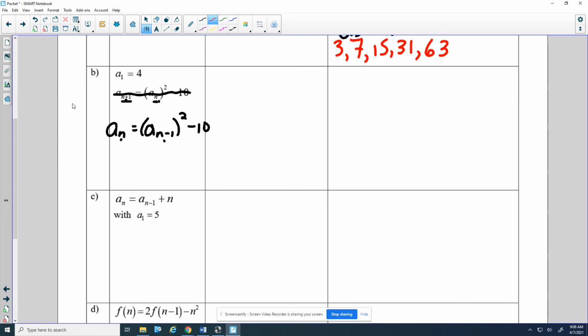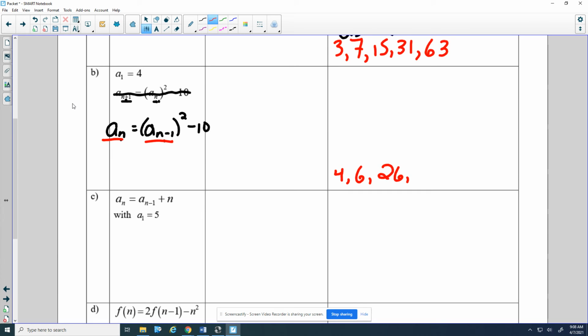So if I said this in words, start with 4. To get the next term, take the last term, square it, and subtract 10. Okay? So I'm starting with a 4. To get the next term, I square the last term, so 4 squared minus 10. 16 minus 10 is 6. Okay? So now 6 squared minus 10 is 26.